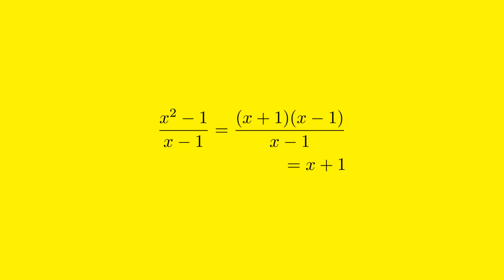So, rewriting the expression, we have x plus 1 times x minus 1 in the numerator, all divided by x minus 1 in the denominator. Now that we have factored the numerator, we can see that both the numerator and the denominator have a common factor of x minus 1.